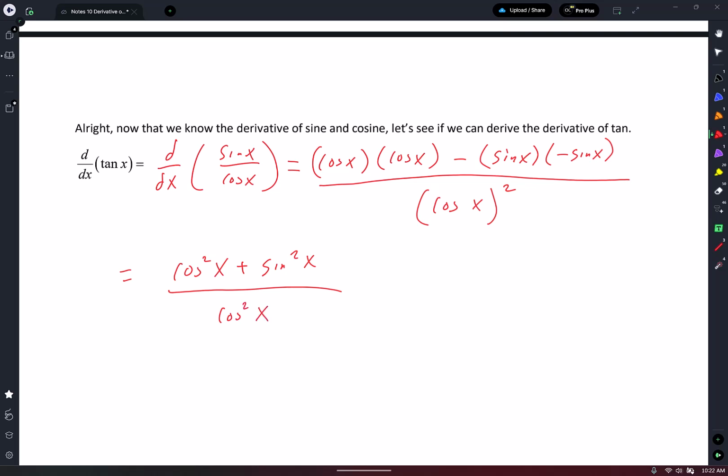cosine squared x. We can't cancel, because it's adding. Cosine squared plus sine squared is equal to 1. Yes, 1 over cosine squared. You could leave it like that, but there's a better answer. 1 over cosine squared is?